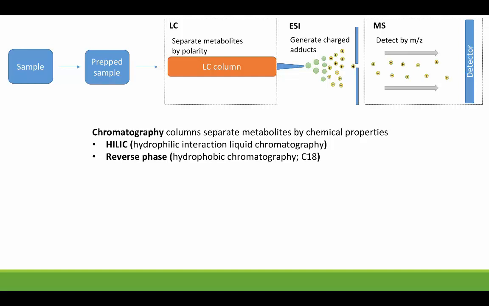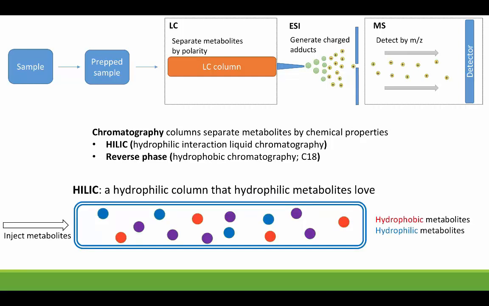Two very common approaches are known as the hydrophilic interaction liquid chromatography, or HILIC, or the reverse phase chromatography approach. Very simplistically, how this works, for example, for HILIC, is that it separates out the metabolites in your sample based upon the chemical properties of the metabolites. So for example, the HILIC column is what is known as a hydrophilic column. What this means is that the metabolites in your sample that are hydrophilic really want to associate with the column.